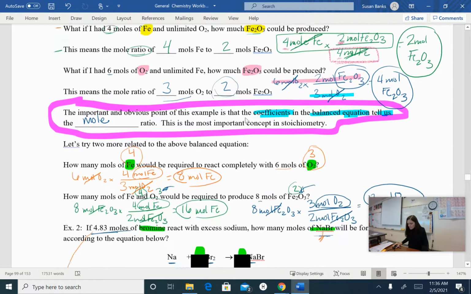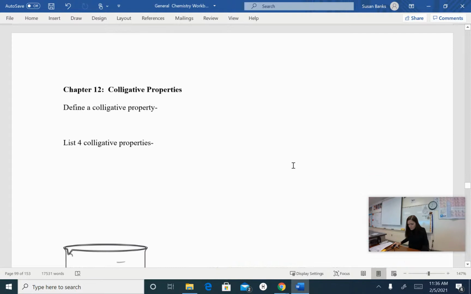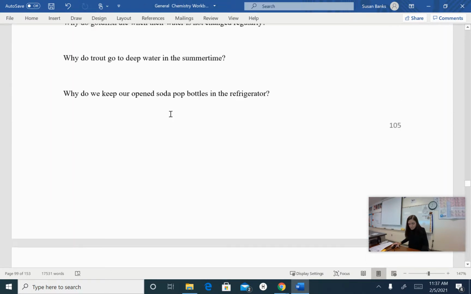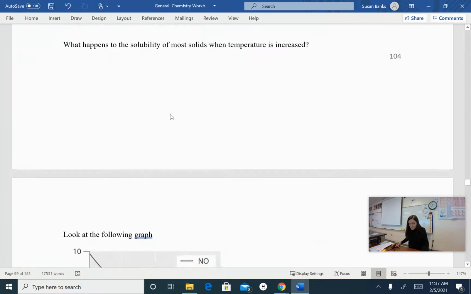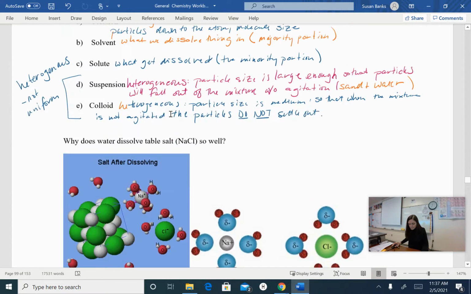Okay, and I still have no idea why that just flipped on me, because I didn't even move my mouse. Okay, so let's find where we're at.